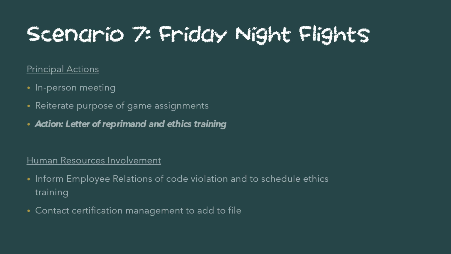So the action that I would take in this particular instance is not only giving them a letter of reprimand, but also mandating for them to complete an ethics training based around the use of substances when they are in an education setting. For human resources involvement, I would inform the employee relations team of the code violation and also make sure that they are assisting in the scheduling of this ethics training so it can be completed within a reasonable amount of time. And then the next thing that I would do is again contact the certification management team to ensure that this letter of reprimand is added to their file for certification purposes.